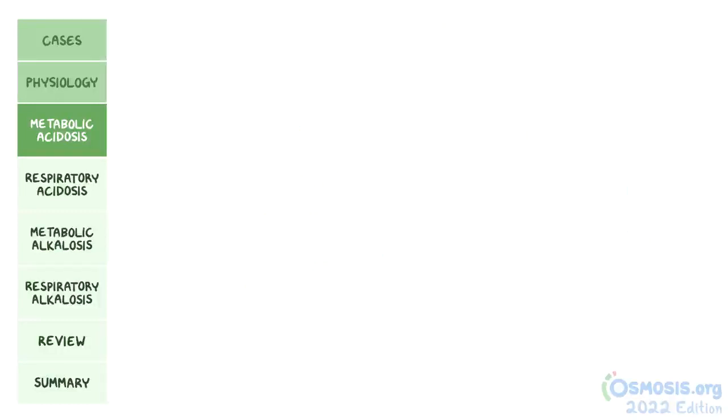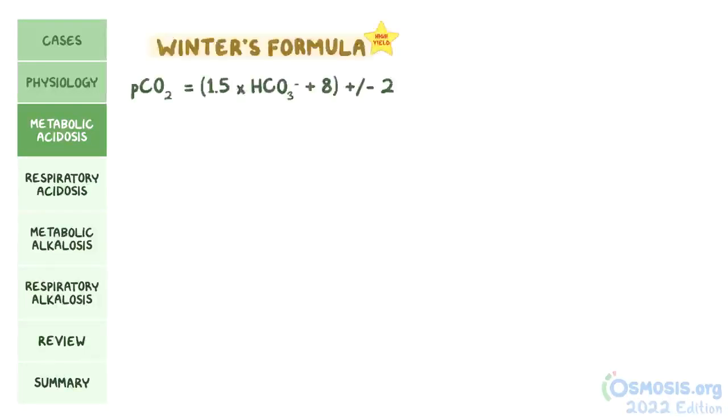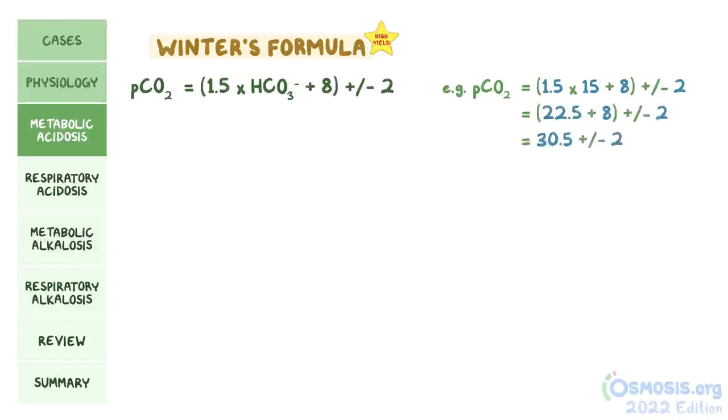Now, hang in there for one last fun fact about metabolic acidosis. You can actually calculate if the respiratory compensation is adequate in metabolic acidosis by using Winter's formula. So, for example, let's say that our bicarbonate is 15. Then, the calculated arterial PCO2 is 1.5 times 15 plus 8 plus or minus 2. So 1.5 times 15 is 22.5, and 22.5 plus 8 is 30.5. So it's 30.5 plus or minus 2, so the range is 28.5 to 32.5.